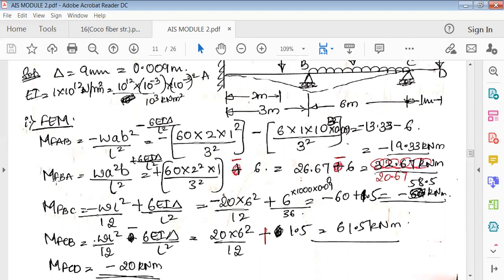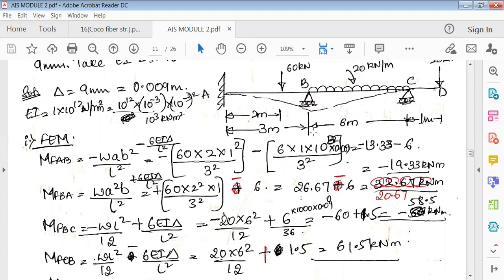All right. Next, MFBA. So MFBA is WA square B by L square. Then again, same thing, because B is sinking here, don't write this as plus. It is still minus only. It is minus 6EI delta by L square. So again, substitute all the values here. We have already calculated this, so no need to write here. So it is minus 6, so this is 20.67. Okay.